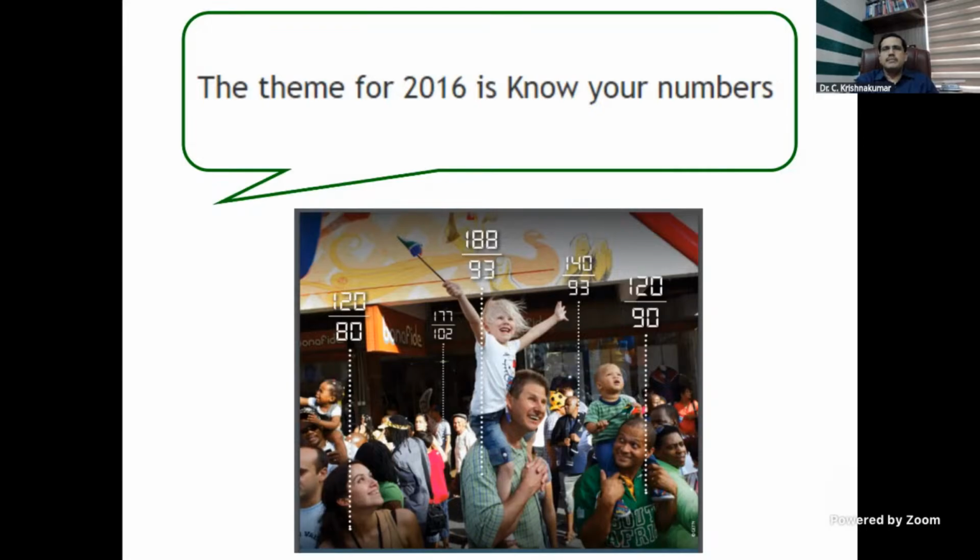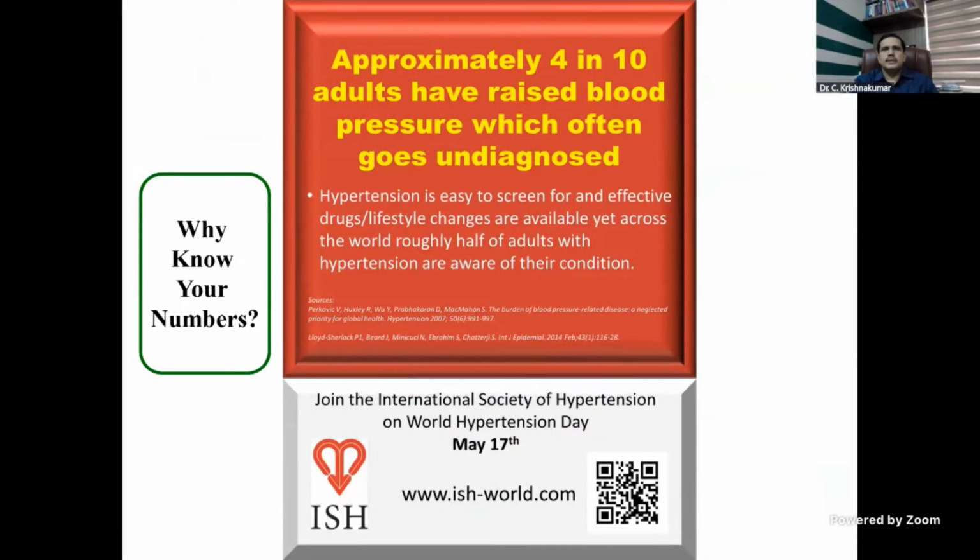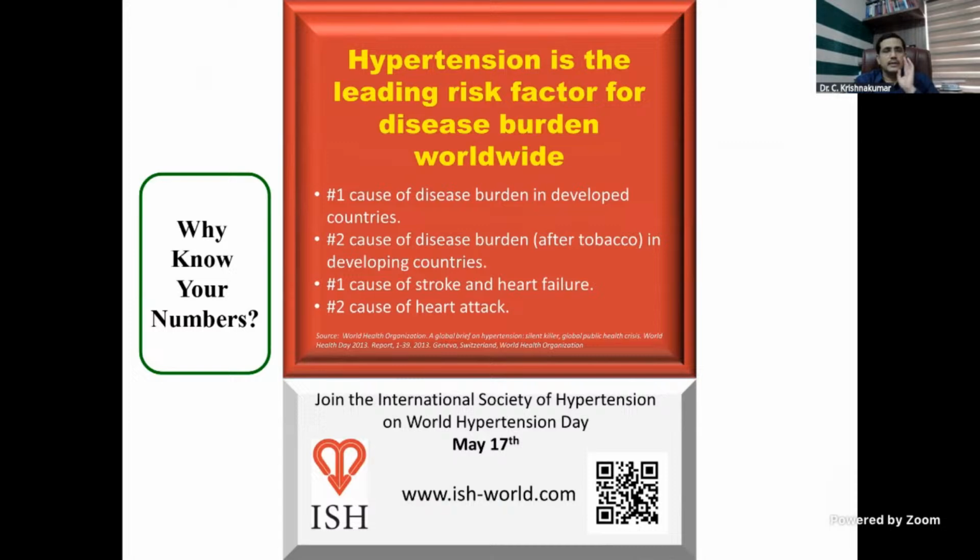Among the diseases, macrovascular disease means the heart and brain are affected. When hypertension affects microvascular disease, the main organs involved are kidney and eyes. The theme of 2016 was know your numbers. At what BP level should we diagnose hypertension? Approximately 4 in 10 adults have raised blood pressure, which often goes undiagnosed. So 4 out of 10 are undiagnosed.